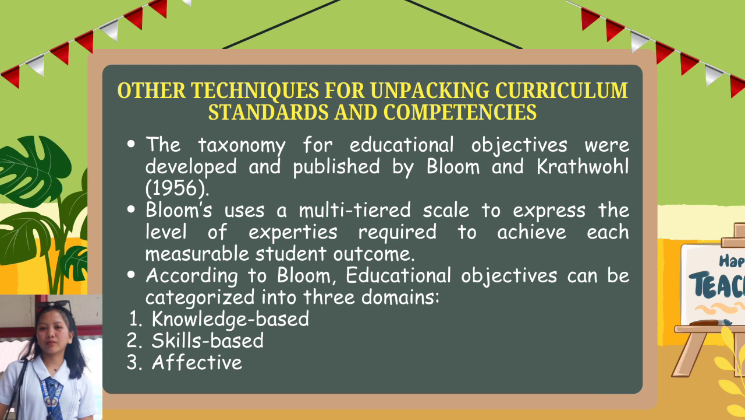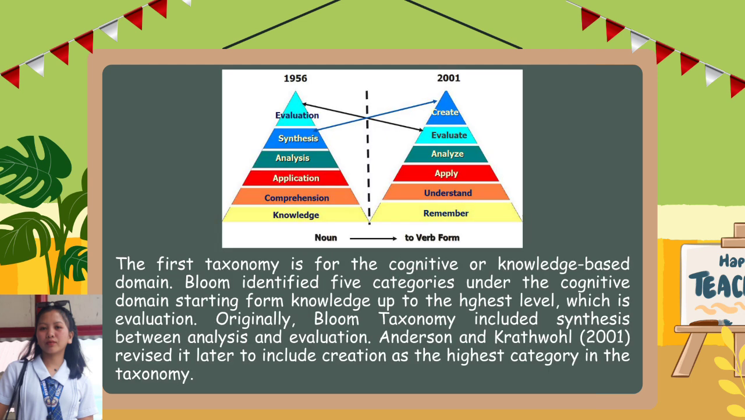The next slide represents the comparison between the original Bloom's taxonomy of 1956 and the revised Bloom's taxonomy of 2001. The Bloom's taxonomy of 1956 is the left side pyramid with the word noun. This original version was developed by Benjamin Bloom and his colleagues. It categorized cognitive skills using nouns, arranged from lower order thinking skills to higher order thinking skills.